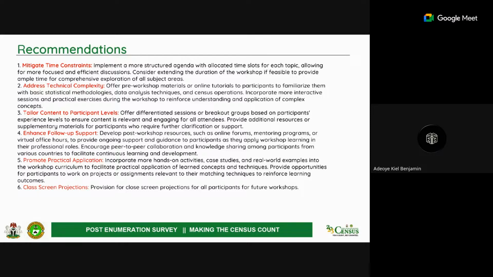Promote practical application. Incorporate more hands-on activities, case studies, and real-time examples into the workshop curriculum to facilitate practical application of learned concepts and techniques. Provide opportunity for participants to work on projects or assignments in the workshop relevant to their matching techniques to reinforce learning.